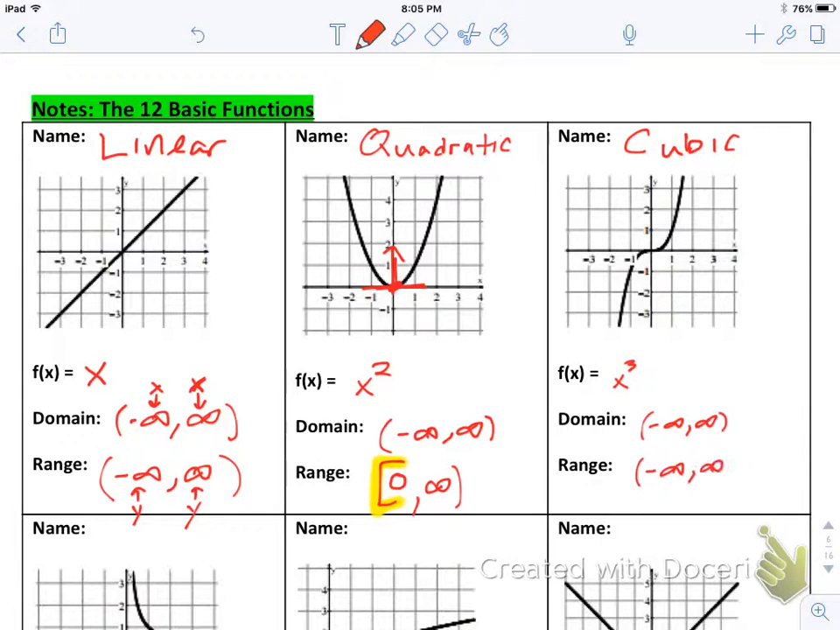Good old cubic, x cubed. Everyone remembers this one too, kind of that snaky graph. It's all real numbers for both, negative infinity to infinity in both cases.